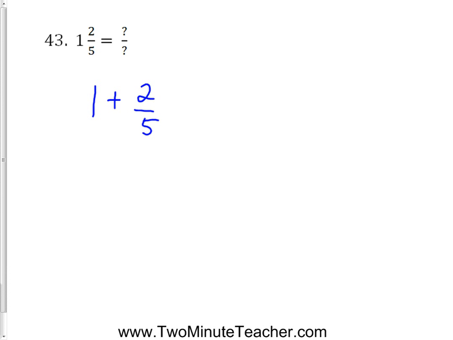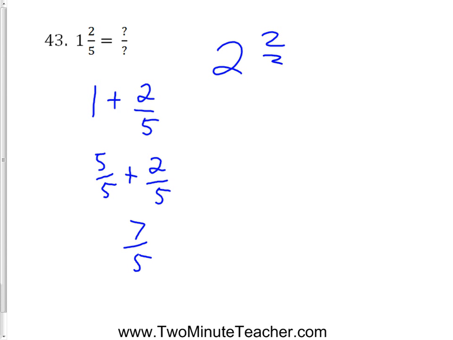Well, what you're basically going to do here is turn your 1 into 5/5, and your 2/5 can now be added to it. Okay, so basically I'm at 5/5 plus 2/5 is 7/5. Now, if this hadn't been a 1, it would have been a little more complicated though. So there's a little trick that you can do to make this easier.